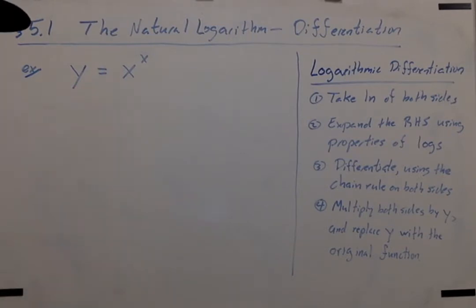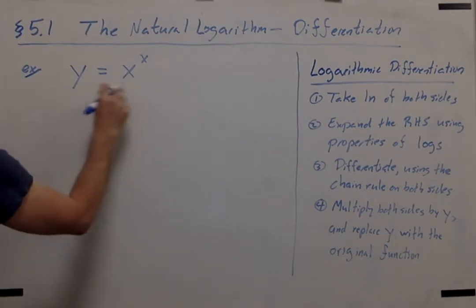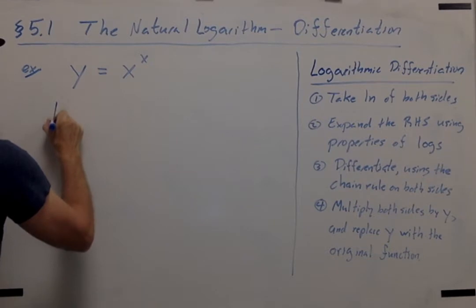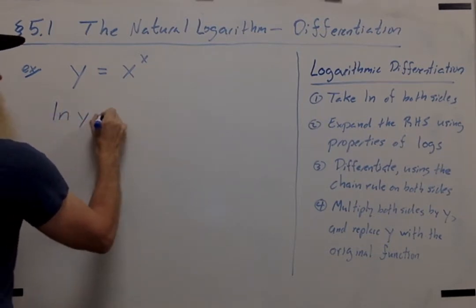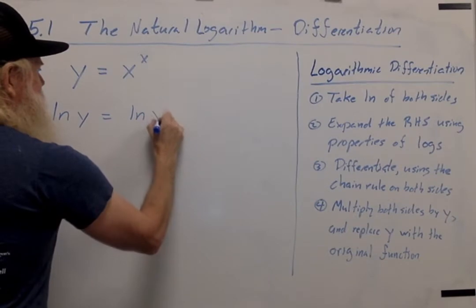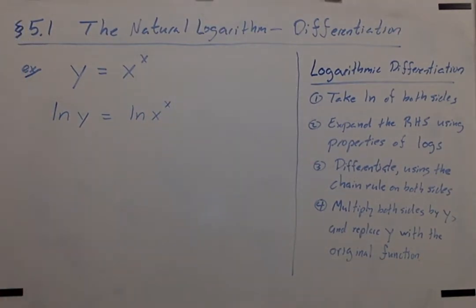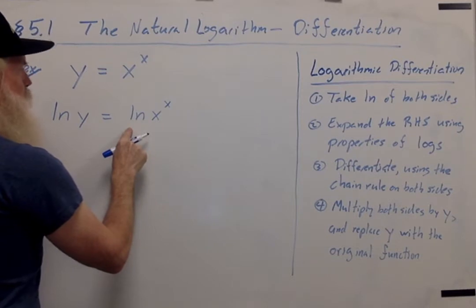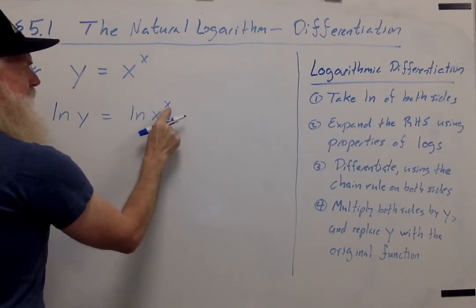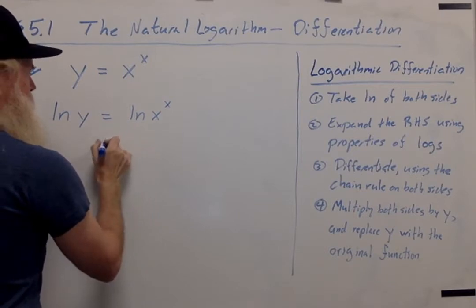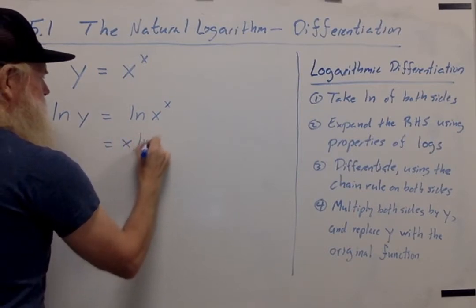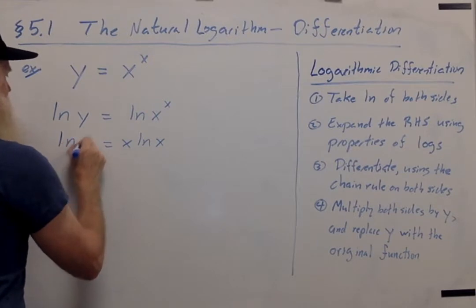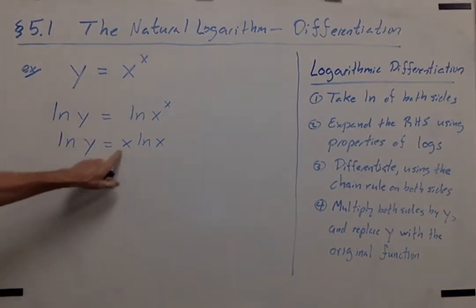So let's say we want to differentiate the function y equals x to the x power. The first thing we're going to do is take natural log of both sides. So even though the original problem did not have logarithms, I'm going to take the natural log of both sides. So I have natural log of y equals natural log of x to the x. And now I'm going to simplify the right-hand side using rules of logarithms. So I can take this exponent of x and bring it down as a coefficient. So natural log of y is the same as x log x.